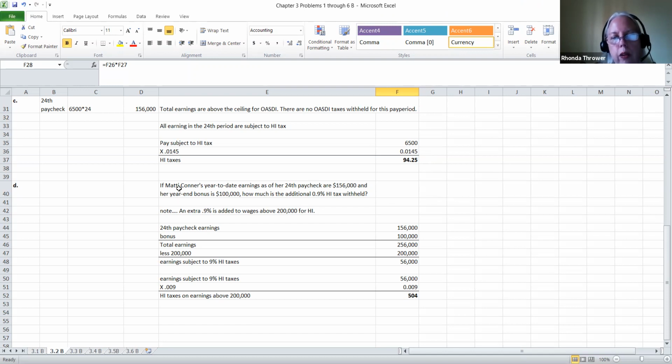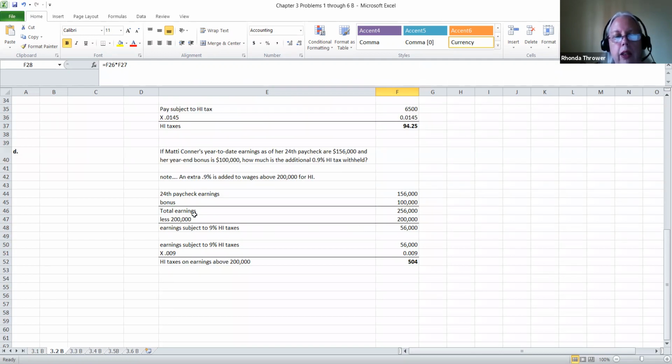And then they give you a what-if to go with this. It says if Maddie Connor's year-to-date earnings as of her 24th paycheck are 156,000, which was 24 times 6,500, and her year-end bonus is 100,000. Notice when you add both of those together, it's going to go over 200,000. Any amount of wages earned over 200,000 is taxed at an additional 0.9% of the HI tax. And so I've calculated that here.